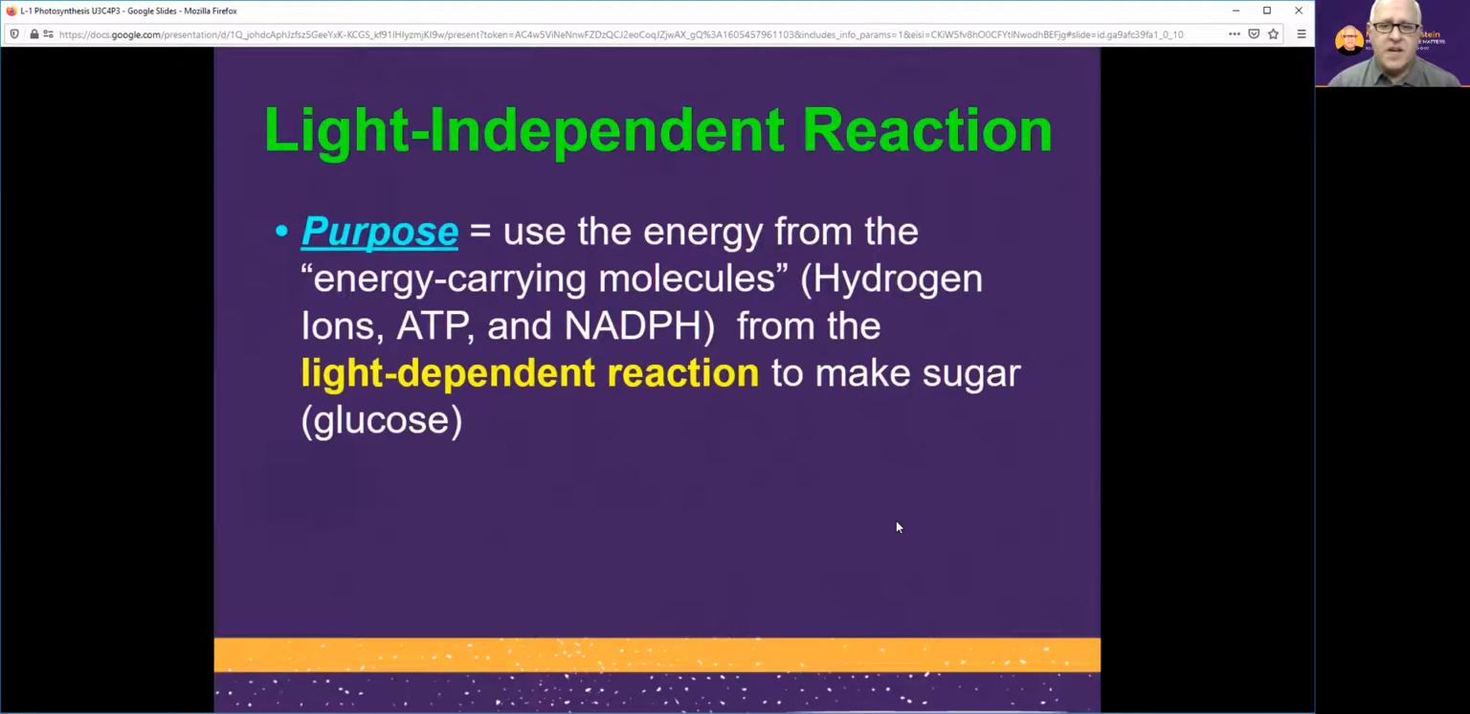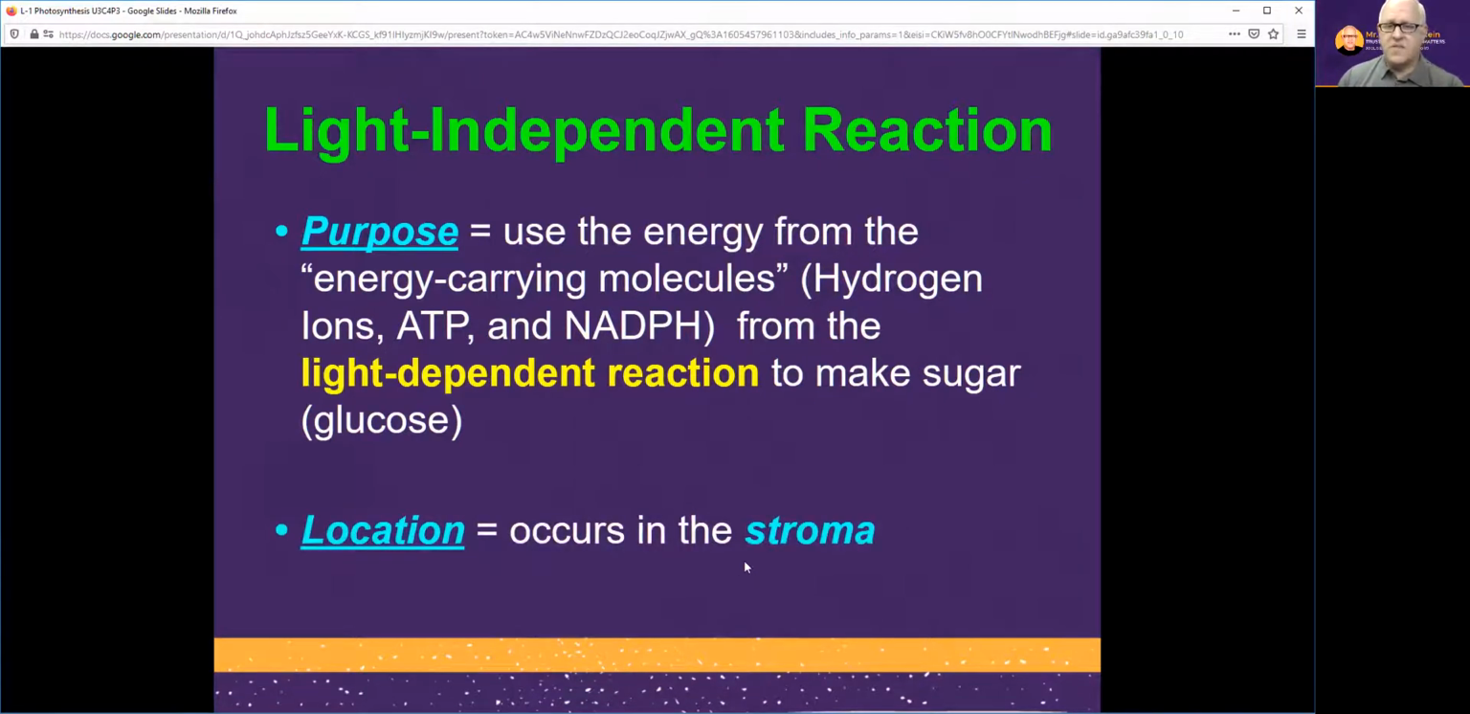The purpose of the light-independent reaction is to use the energy from the energy-carrying molecules, the hydrogen ions, the ATP, and the NADPH, to make the sugar. That's all the light-independent reaction does, is it uses all of those molecules to make the sugar or the glucose.